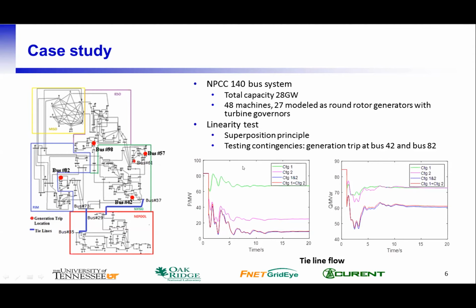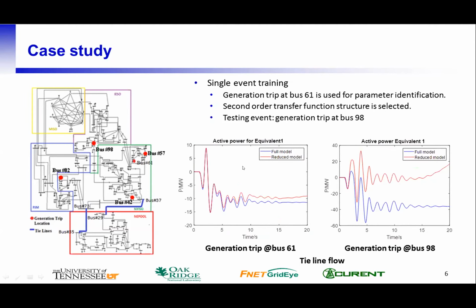After we test this linearity assumption, we first validate the single event training method that we proposed previously. We use the generation trip at bus 61 as the training event for parameter identification. We use a second order transfer function structure, and the inputs of our transfer function are the frequency and voltage measurements at the two boundary points, bus 37 and bus 73.